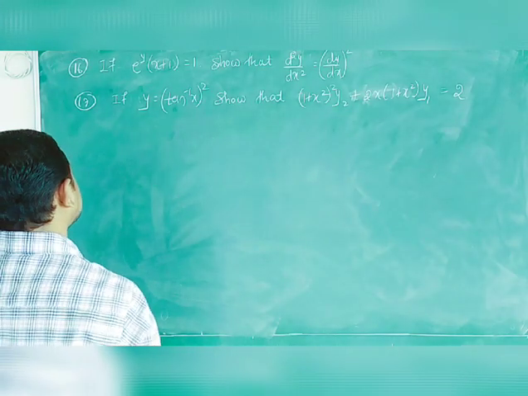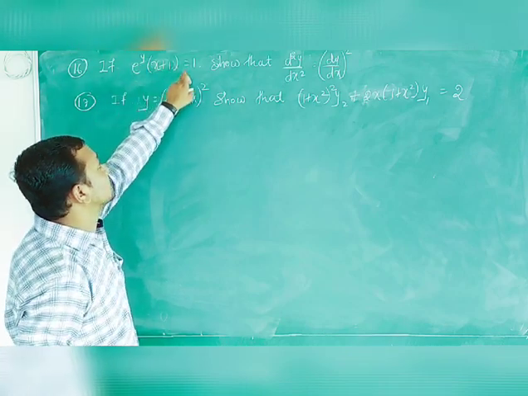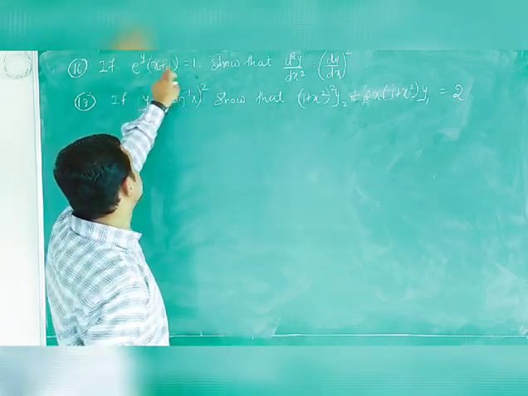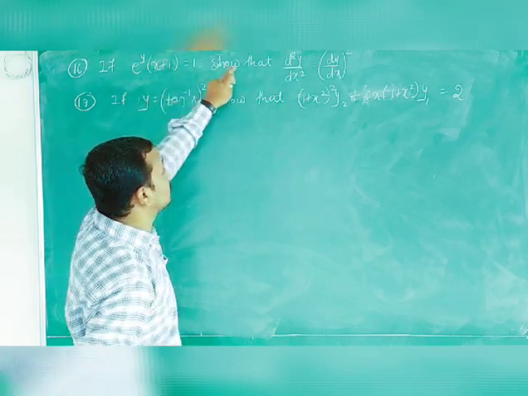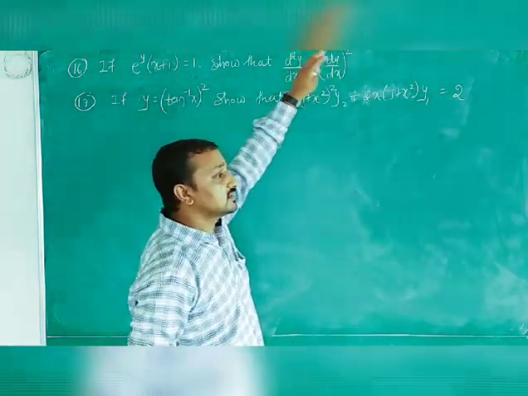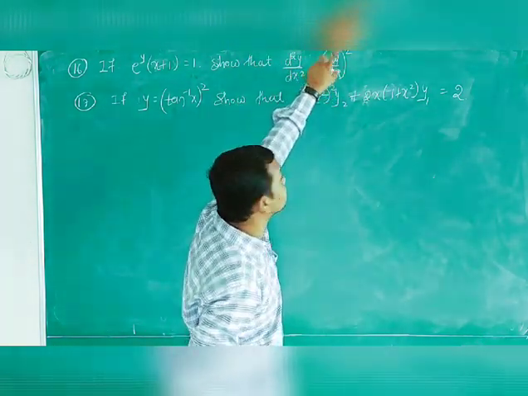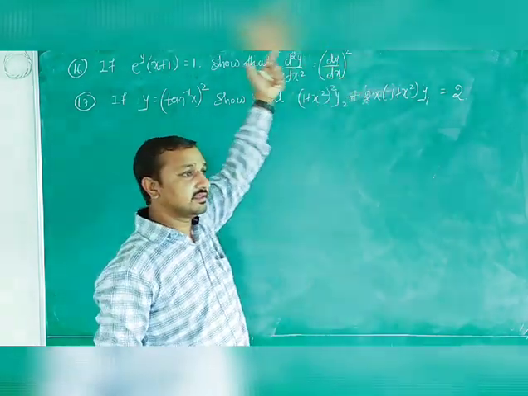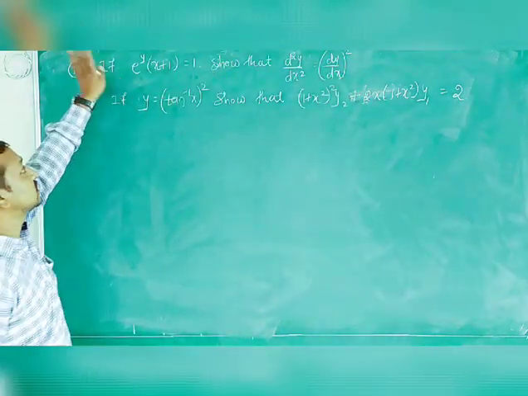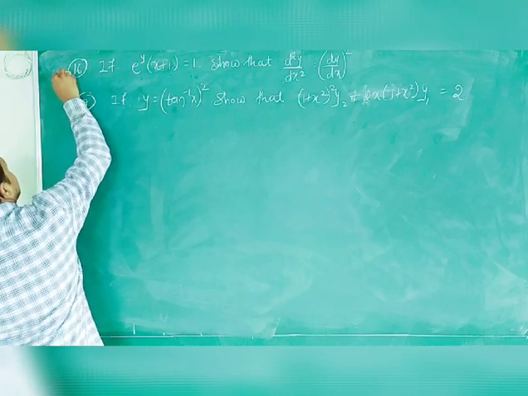Students, the 16th example is: if e raised to y into x plus 1 is equal to 1, show that d2y by dx2 is equal to dy by dx whole square. That is, the second order derivative is equal to the first order derivative squared. Both are the same. This is a very easy example, friends.